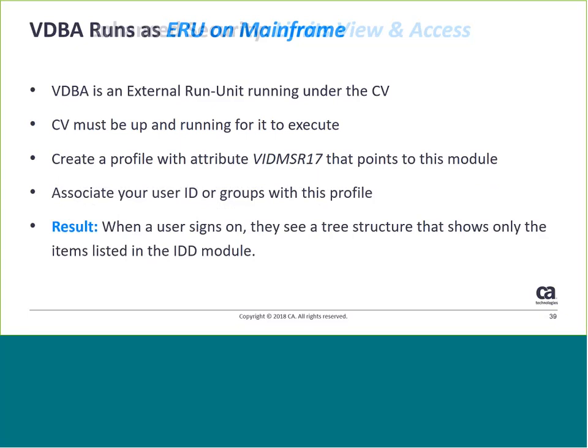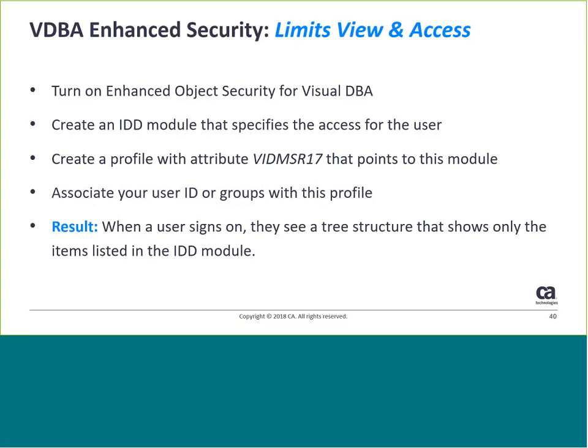So moving forward, what Visual DBA Enhanced Security does is it limits the view a person has within Visual DBA so that the tree structure only displays the things which you grant them access to. Now, this is an additional level of security that you set up on the mainframe, but it impacts Visual DBA.